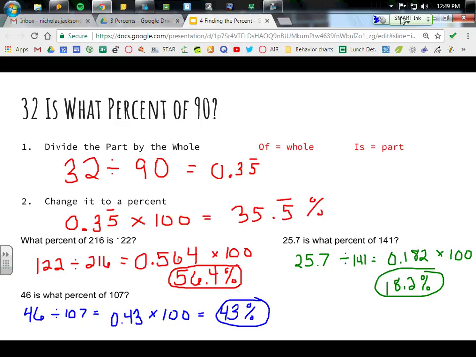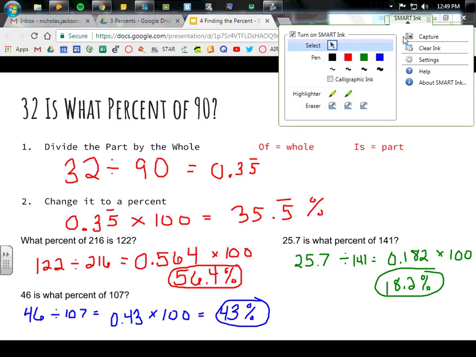Okay, so that's how you do these types of problems, finding the percent if you are given the part and the whole.